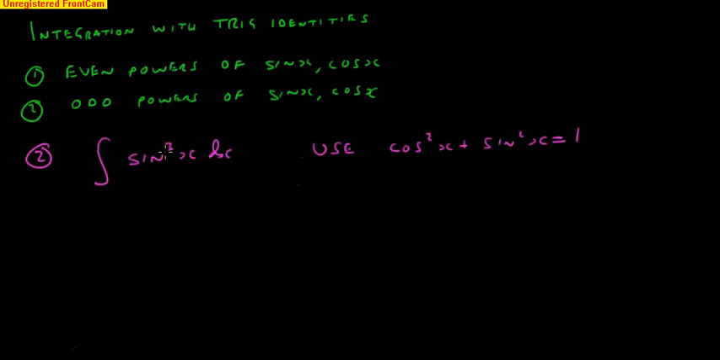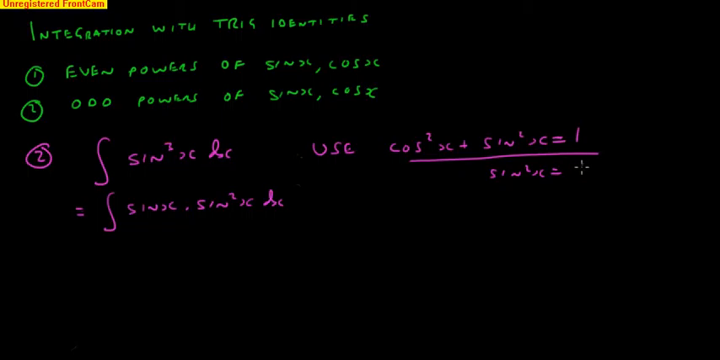I'll show you. First of all, we've got to separate the sine cubed out. So this is the same as sine x times sine squared x. And then we have to rearrange using cos squared plus sine squared equals 1. So we've got a sine squared here. So sine squared x equals 1 minus cos squared x. We now look like sine x times 1 minus cos squared x.